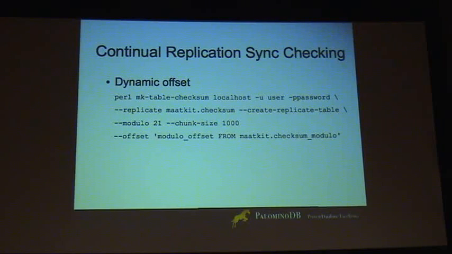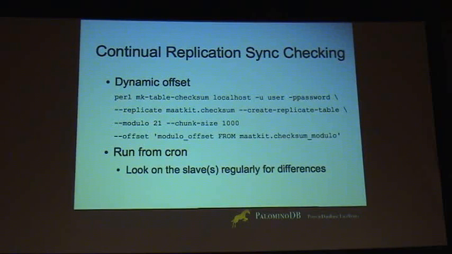And so in my database, checksum modulo has one column and there's one row in it, and it's whatever modulo it should use. You could run it from cron, and then you would look on the slaves regularly for differences, which you could make a monitoring script to do, which is what I did, which is why I only put DB, table, boundaries, and the counts, so that when I look at the dashboard of the monitoring thing, I don't get things that I don't need.